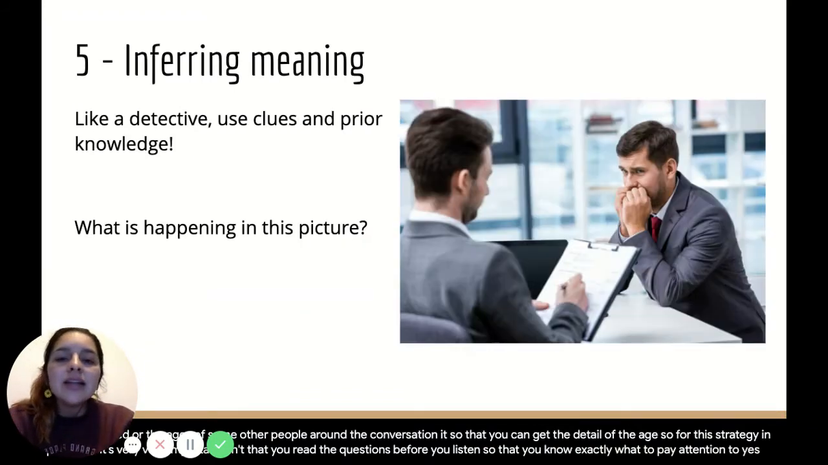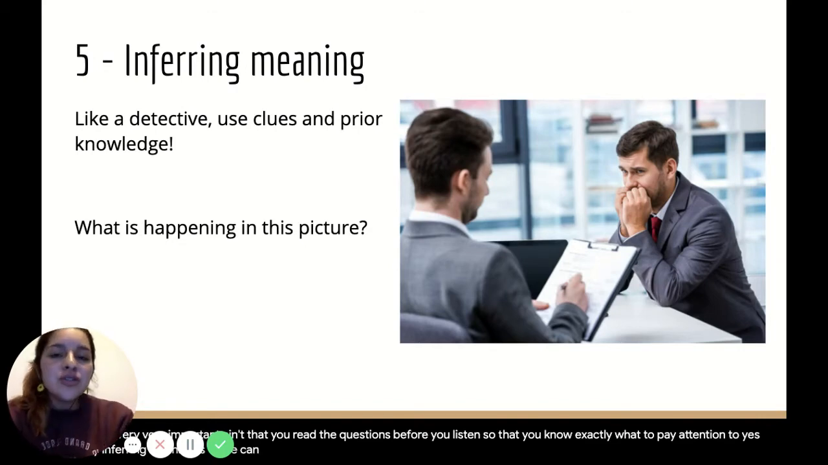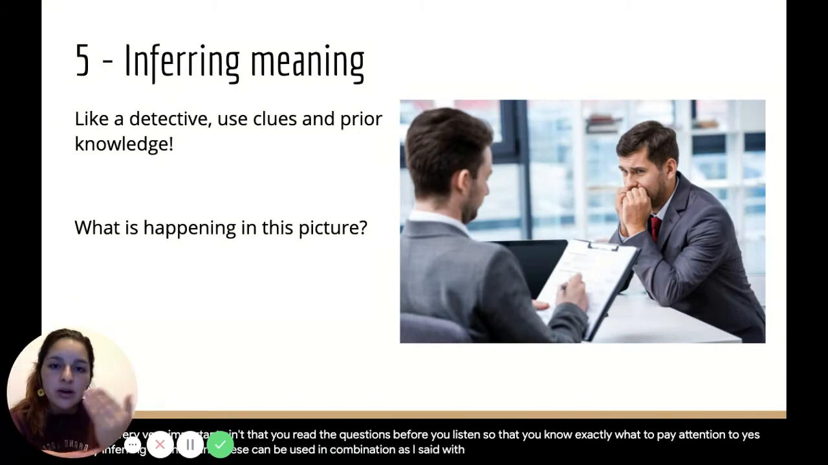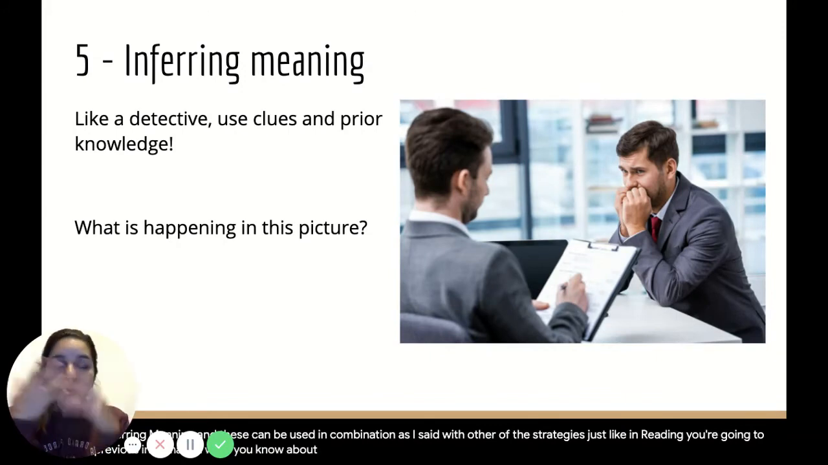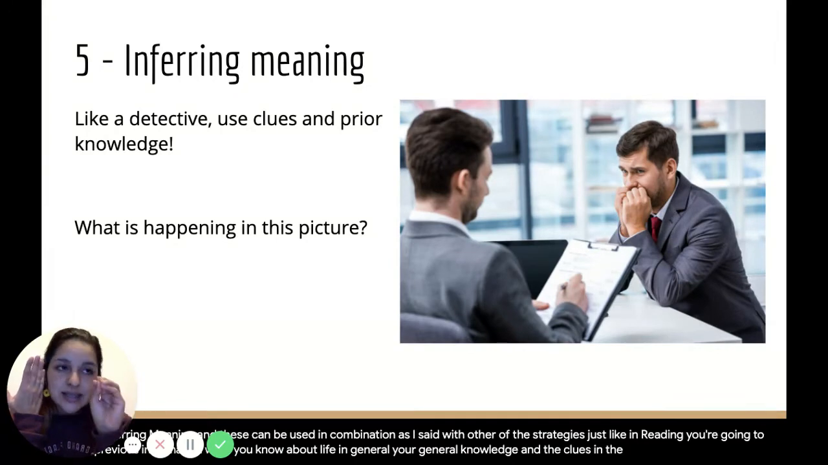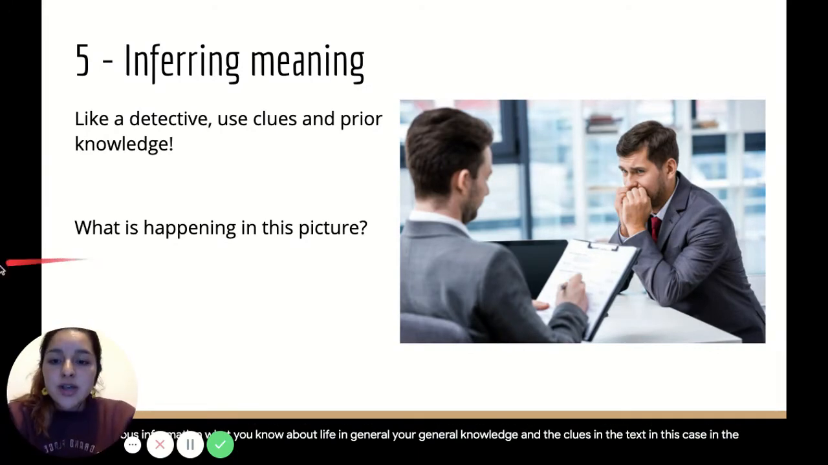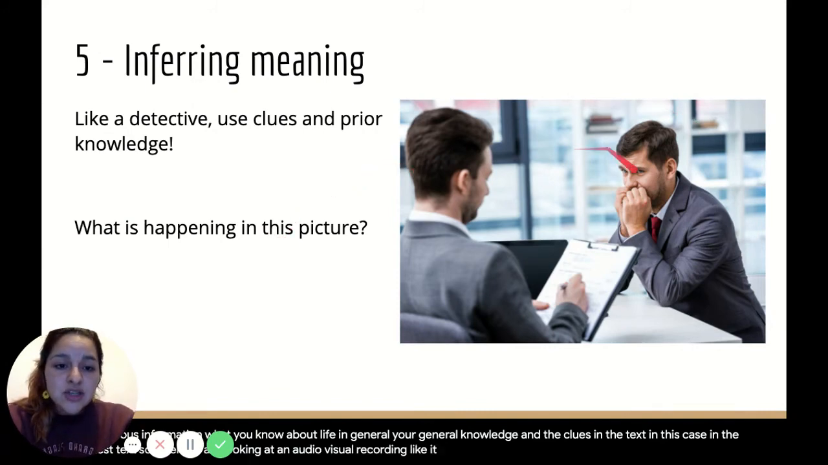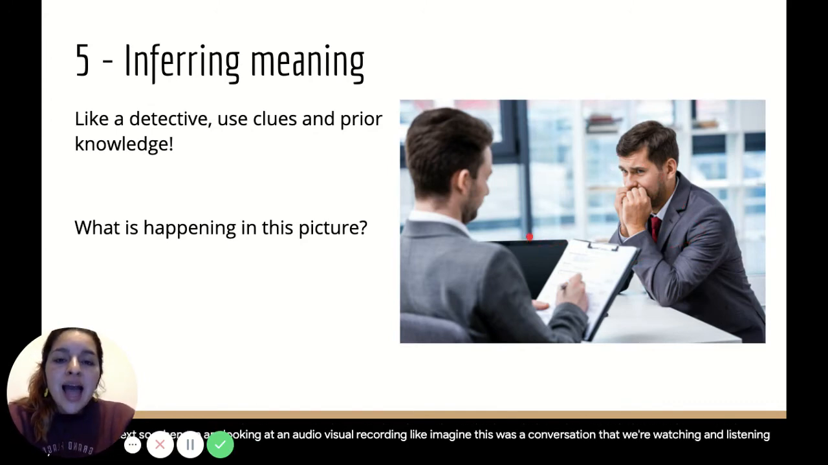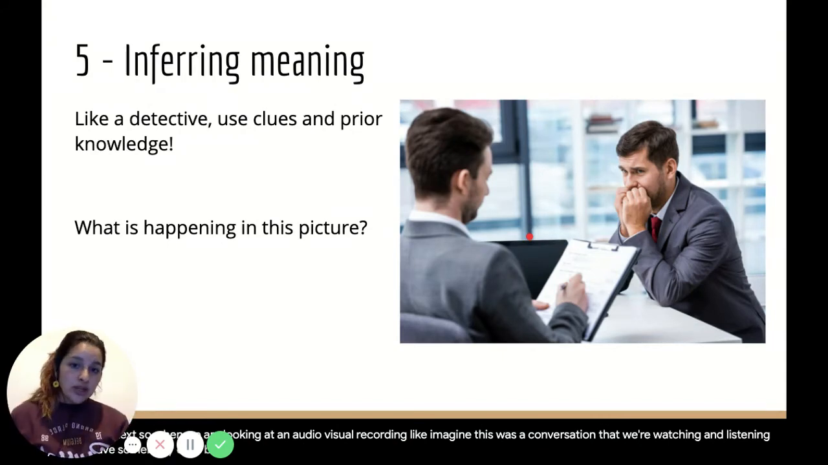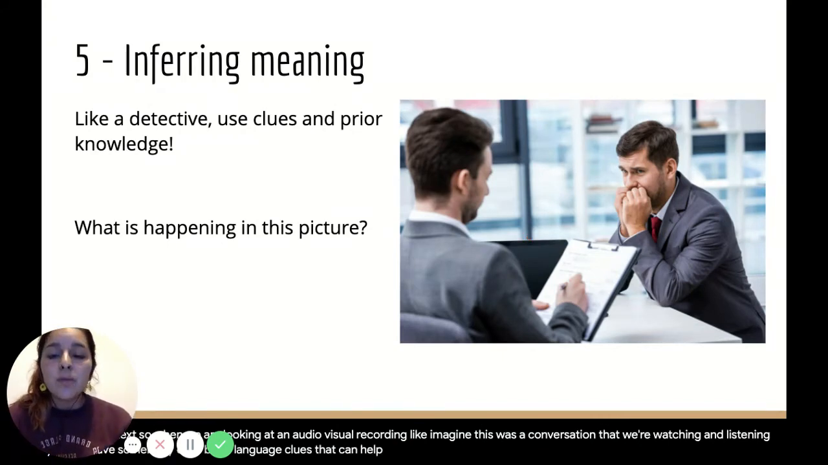Yes? And finally, inferring meaning. This can be used in combination, as I said, with other strategies. Just like in reading, you're going to use your previous information, what you know about life in general, your general knowledge, and the clues in the text, in this case, in the listening text. So when we are looking at an audiovisual recording, like imagine this was a conversation that we're watching and listening, you can have some body cues, body language clues that can help you make an inference.